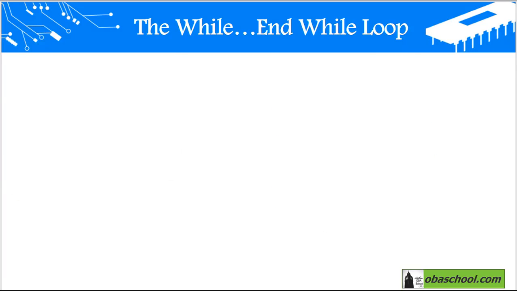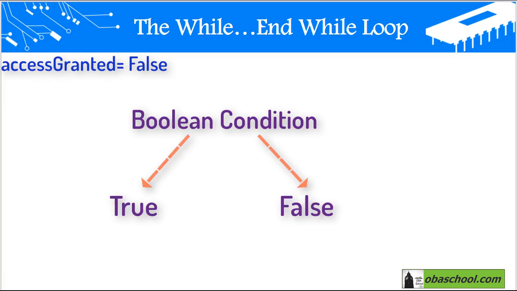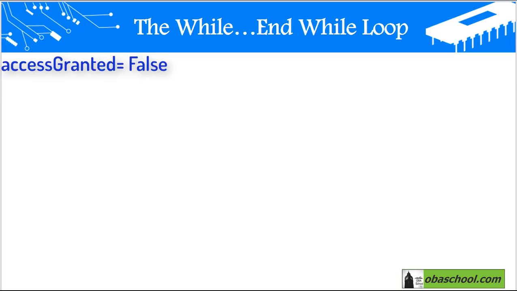First, we have a variable called access granted, and we're going to put inside it a Boolean condition which is false. The Boolean condition contains only true or false. And then we will put in variable attempt number 1.